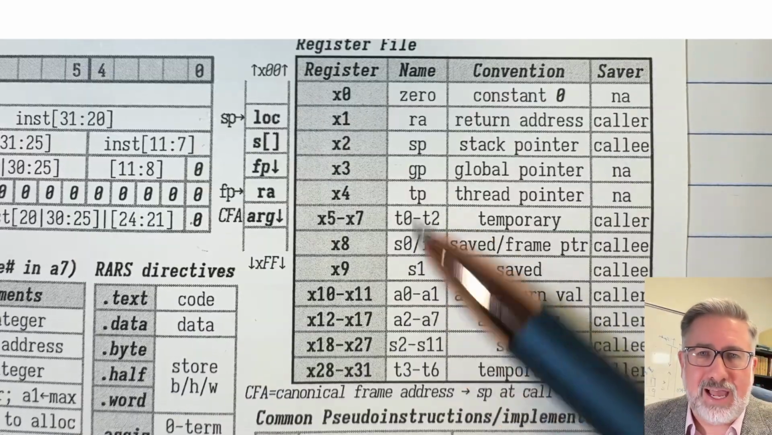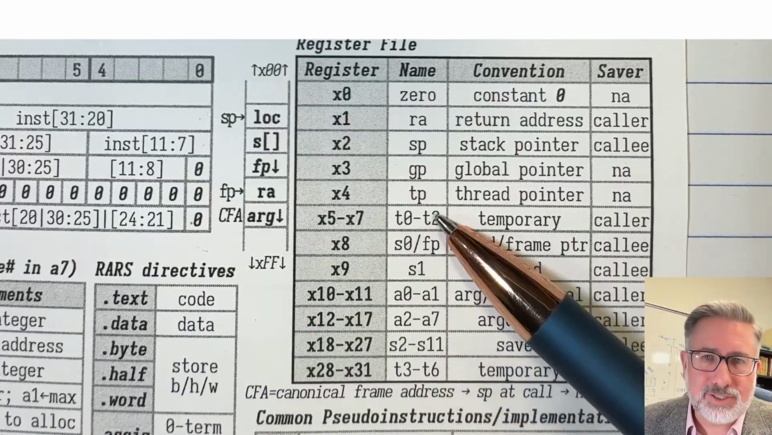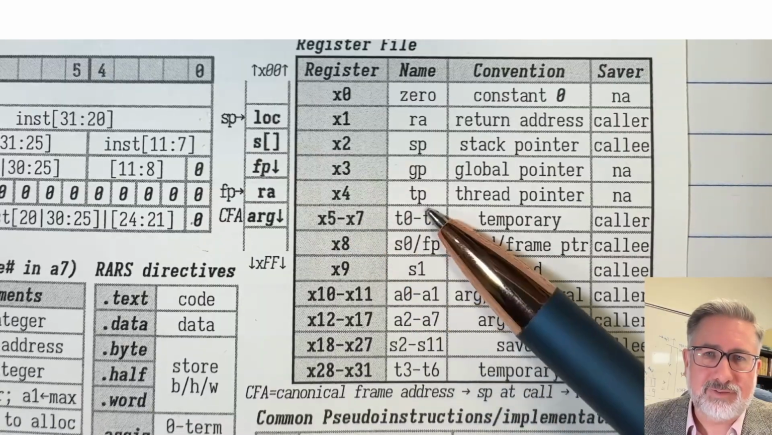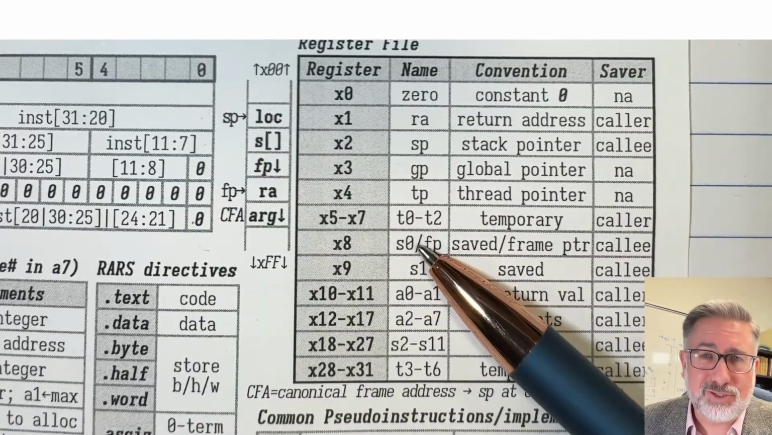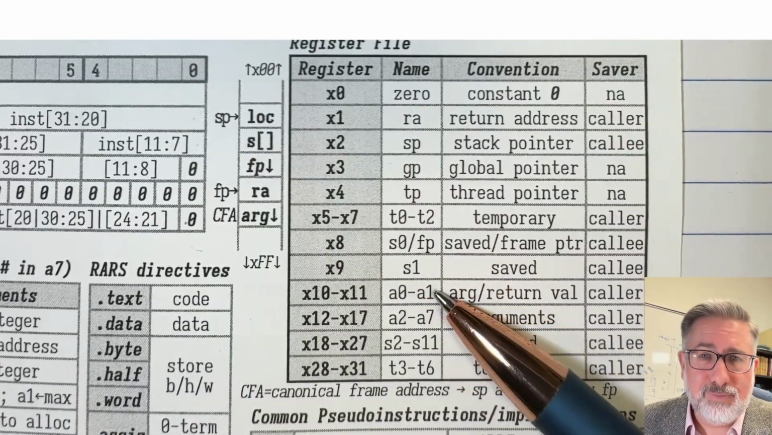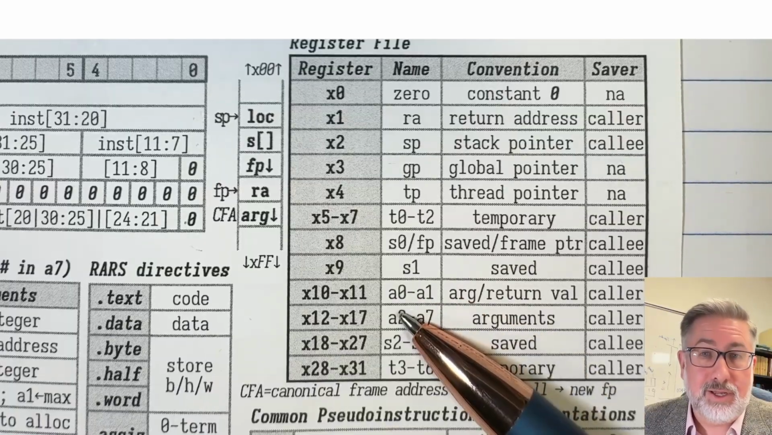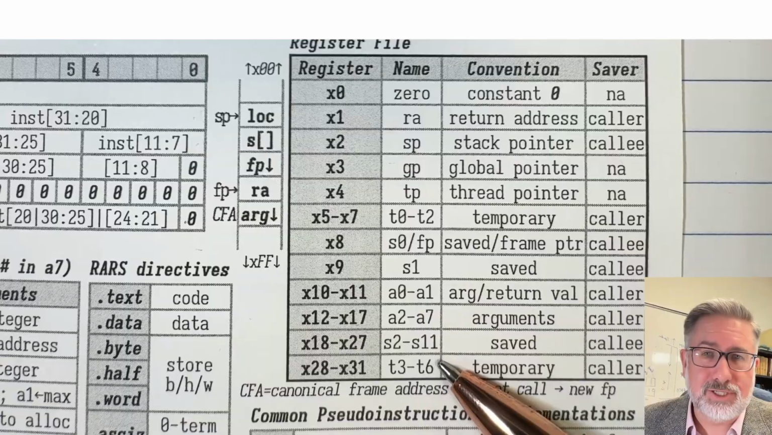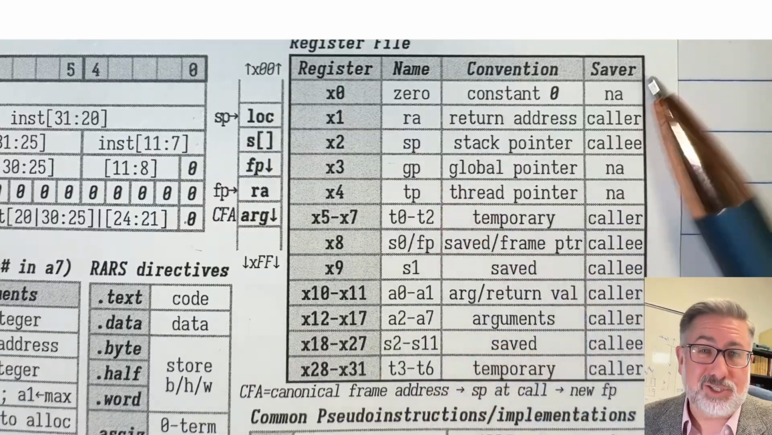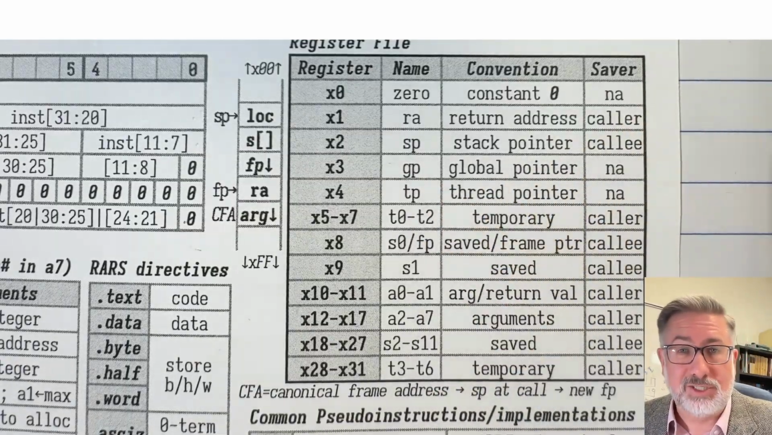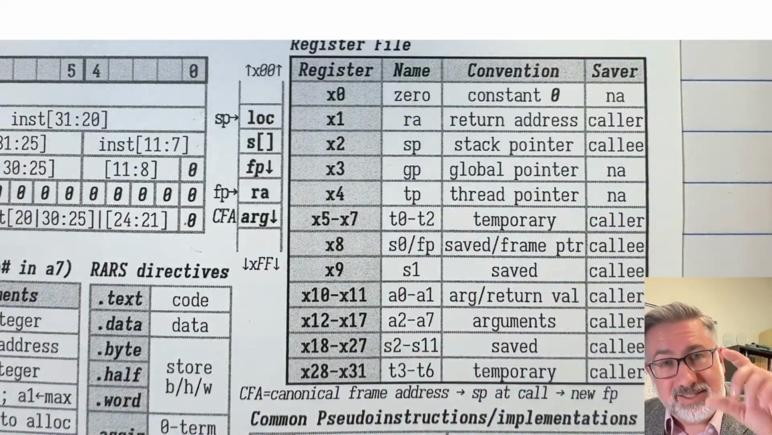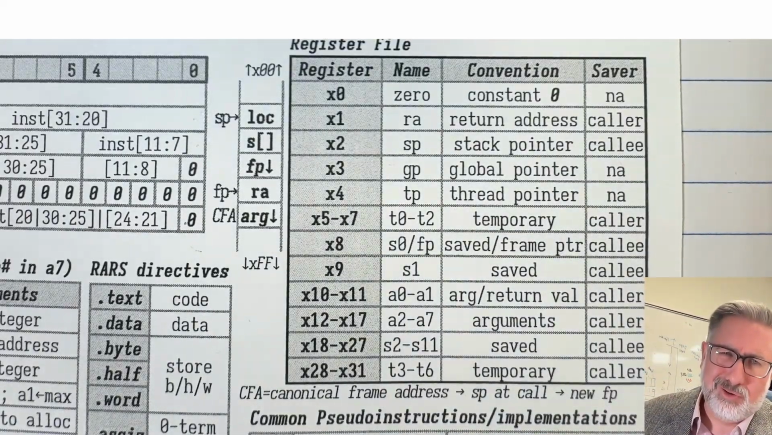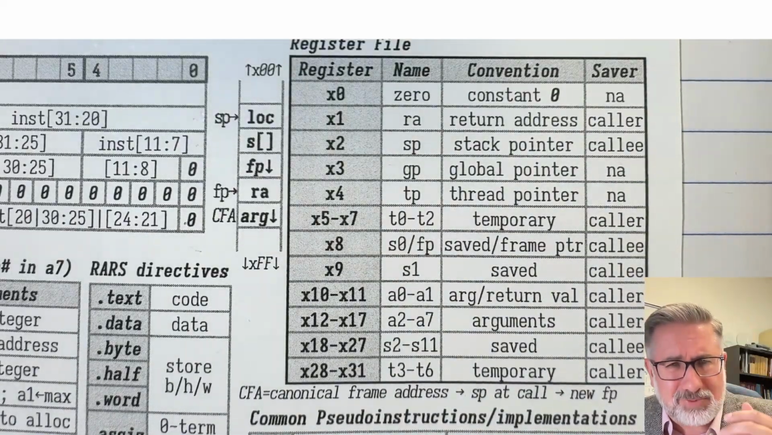And then we have S, T, and A registers. T registers are 5 to 7. S registers are 8 and 9. A registers 0 to 1, and then 2 to 7. S registers 2 to 11, and then T registers 3 to 6. And a reasonable question is, once we figure out what they are, why don't we just put all the S, T, and A registers together? Why are they all spaced out like this?